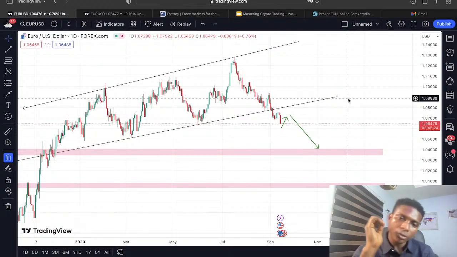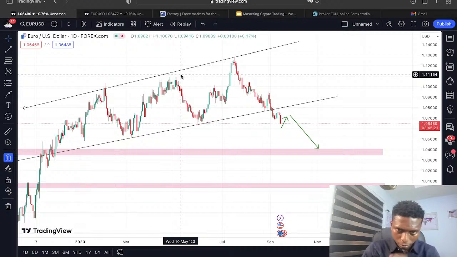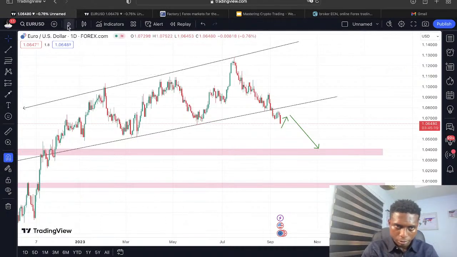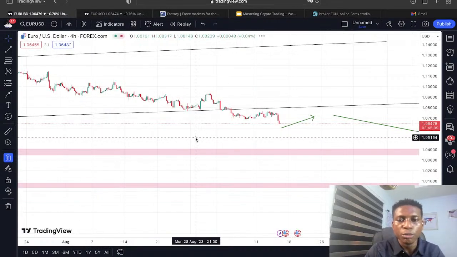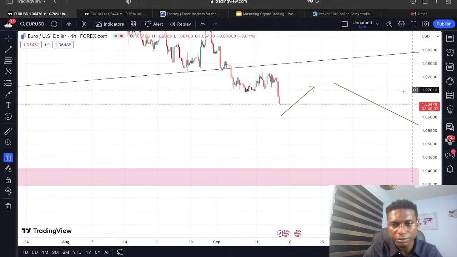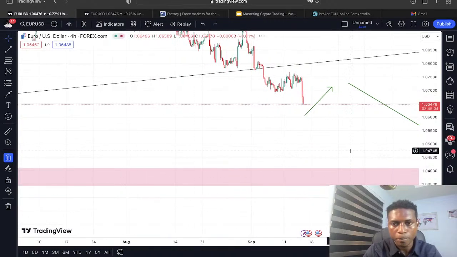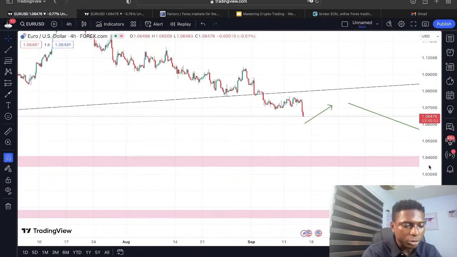So for now, you can see that Euro USD on the daily time frame is a sell. Now let's look at it from the 4 hours time frame. Obviously, from the 4 hours time frame, Euro USD is a sell.